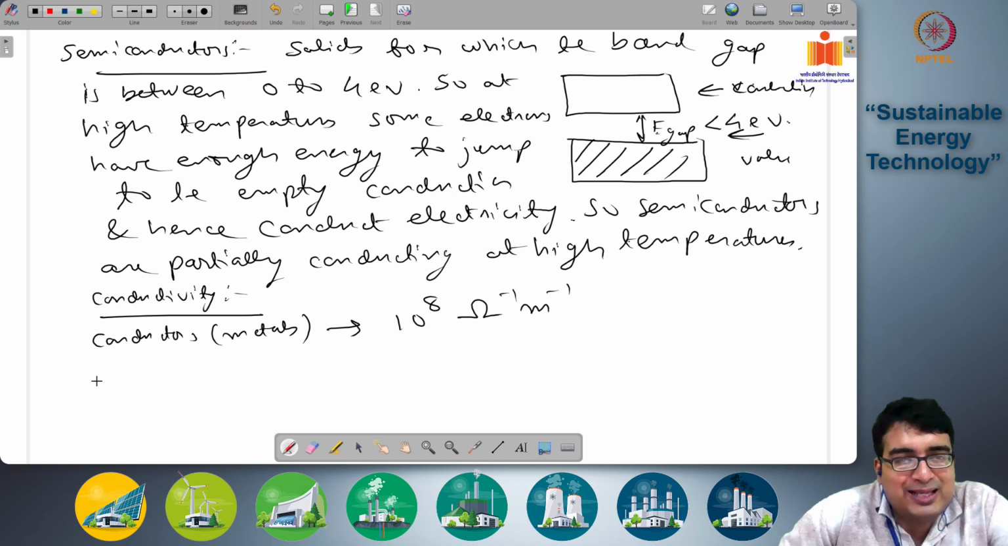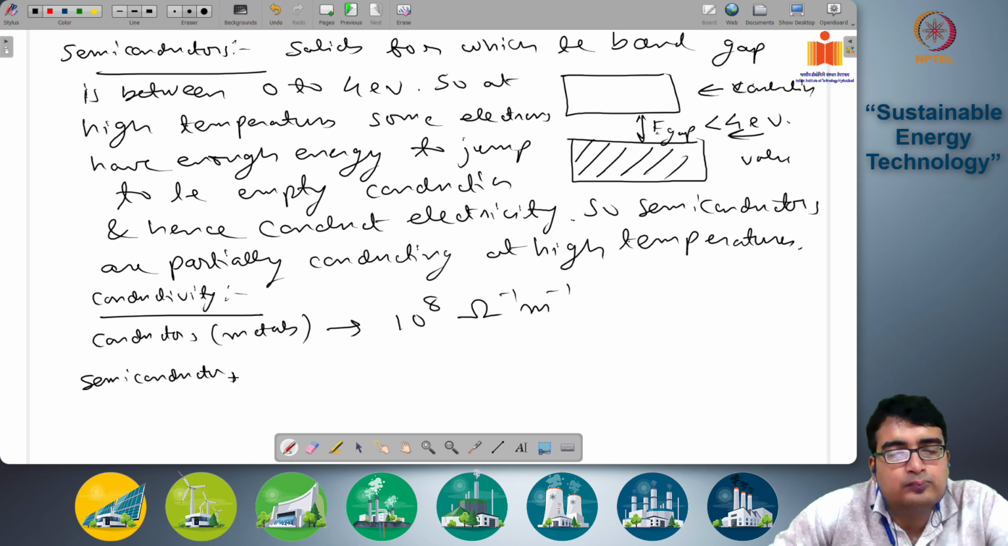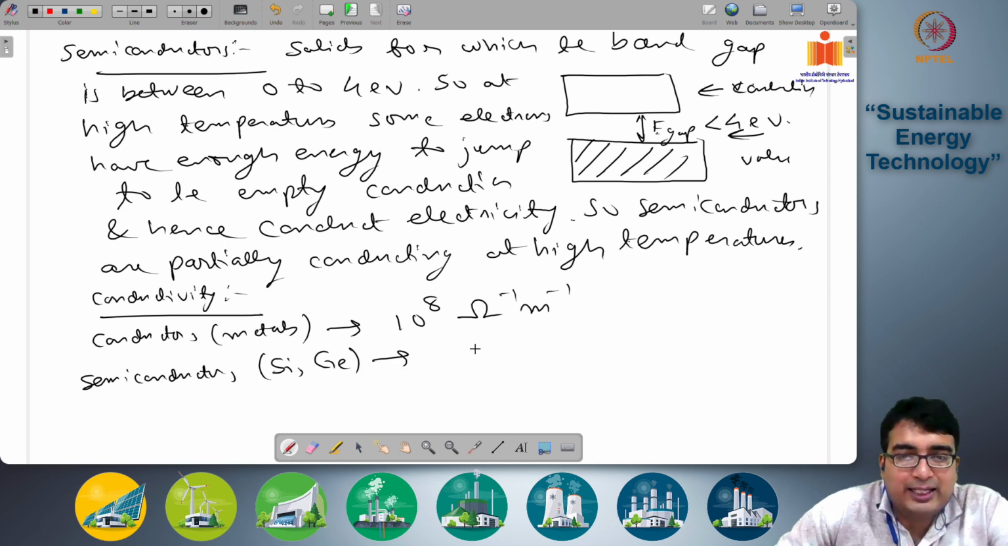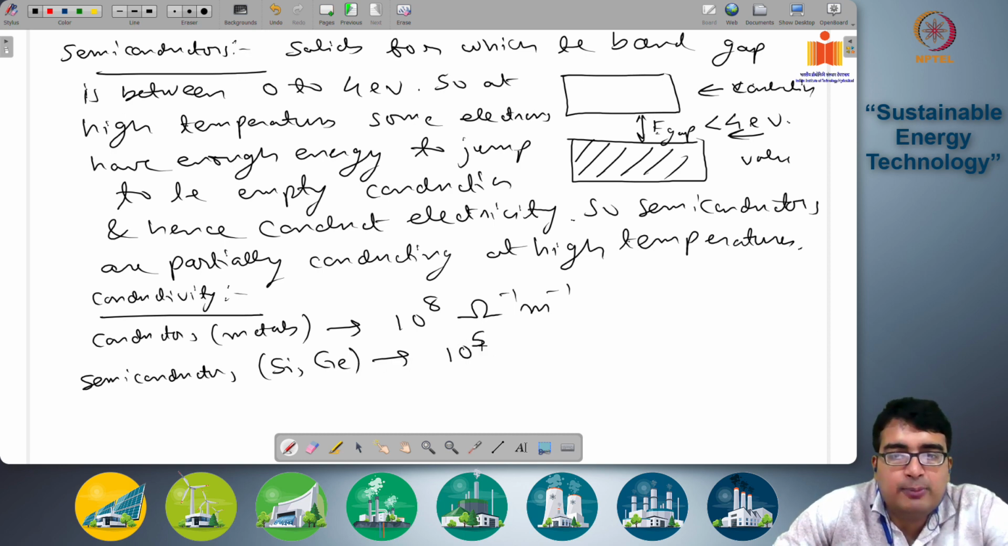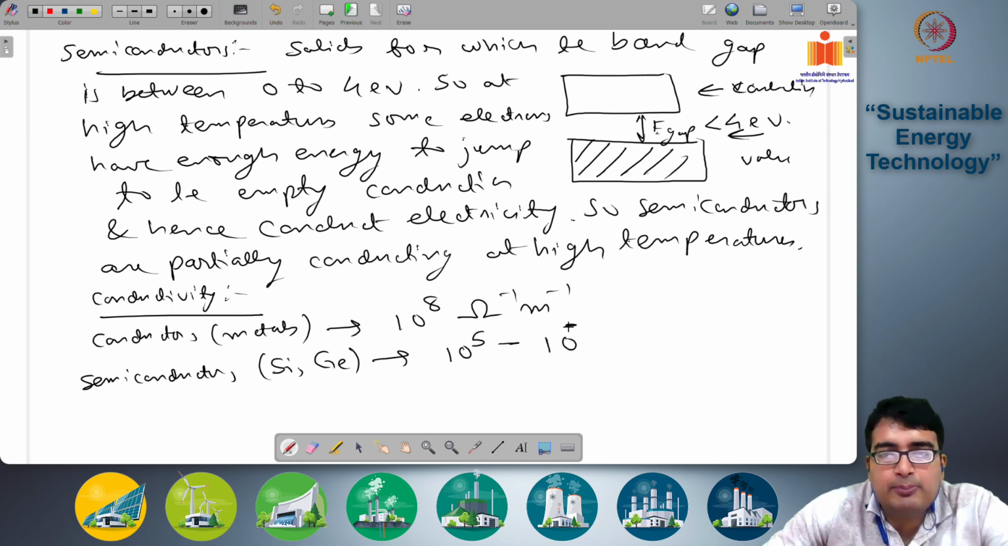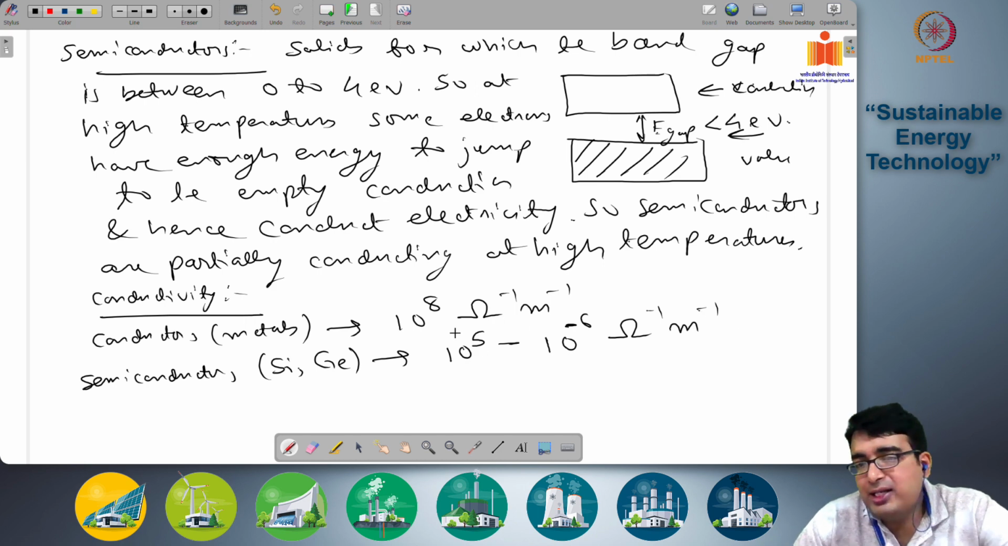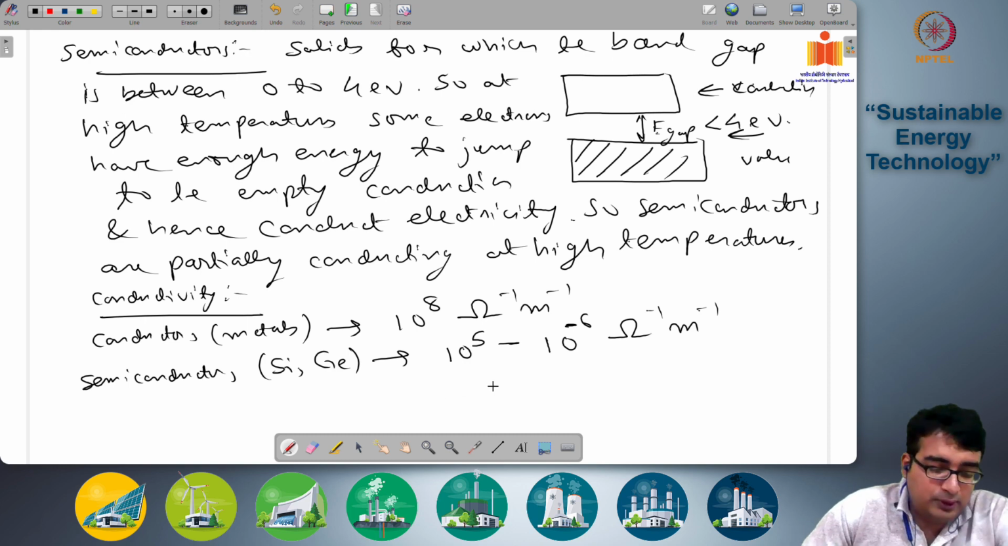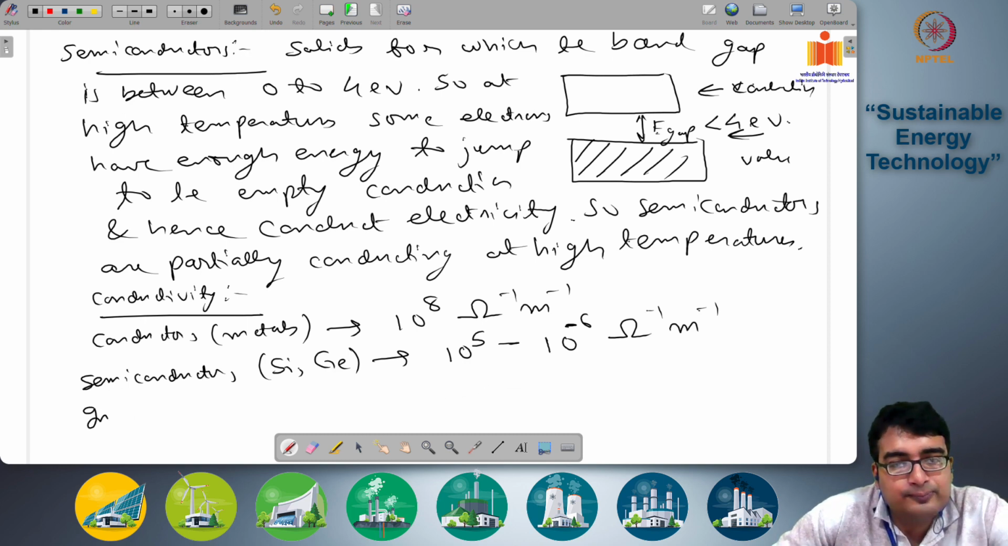Okay. For semiconductors, for example, silicon, germanium, etc., the conductivity value varies from 10 to the power 5 to 10 to the power minus 6 ohm inverse meter inverse. A large range, but still even the highest range is 1000 times less and the lowest range is like 10 to the power 14 times less than a metal conductor.